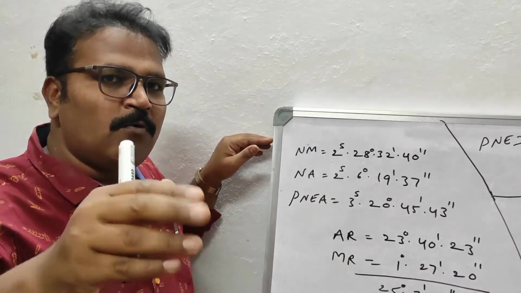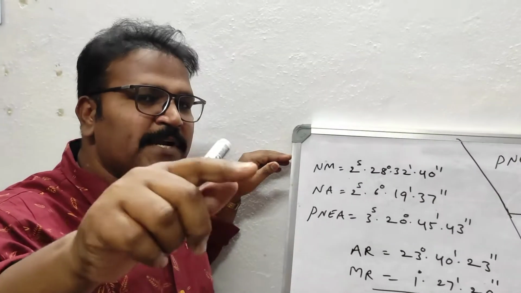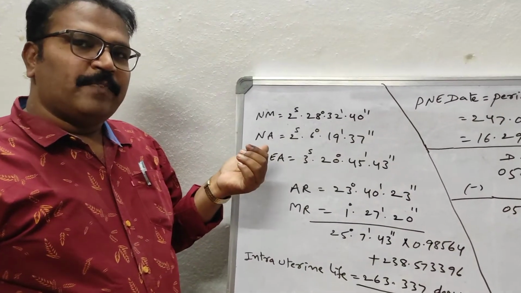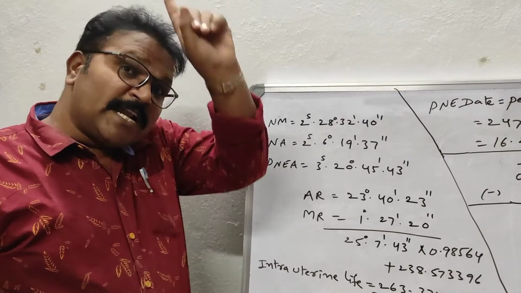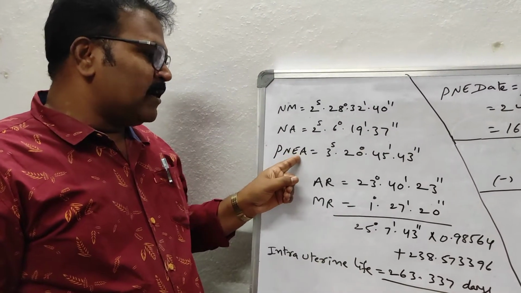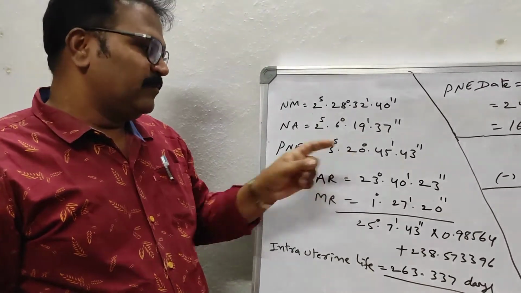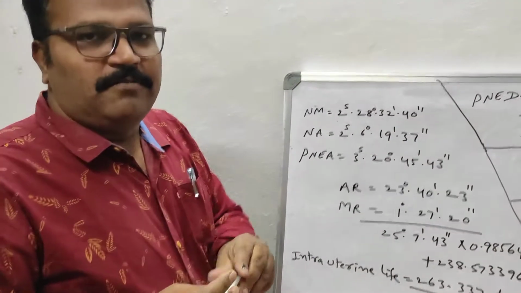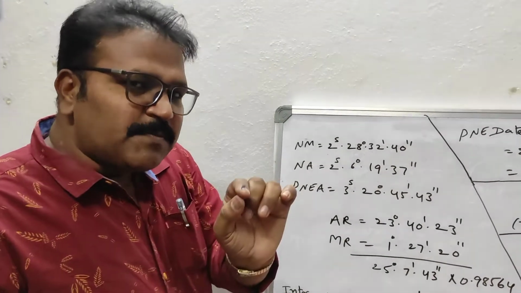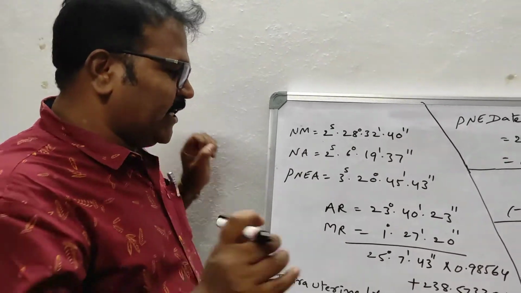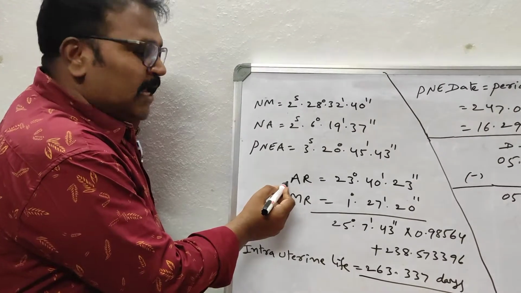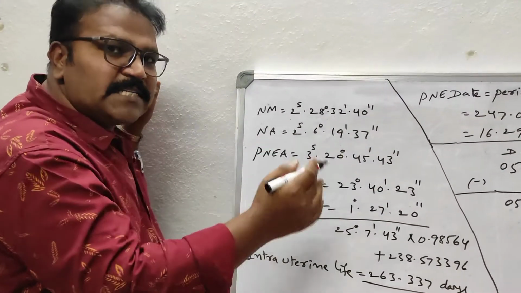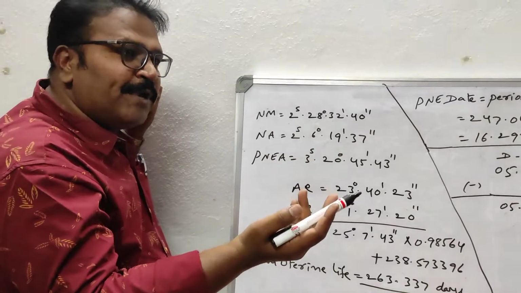I will explain first how we can get that prenatal epoch date. On that date is the PNEA, the prenatal epoch ascendant, at this degree. Before finding the prenatal epoch date, we have a small calculation. AR means ascendant remainder. How can we get it?